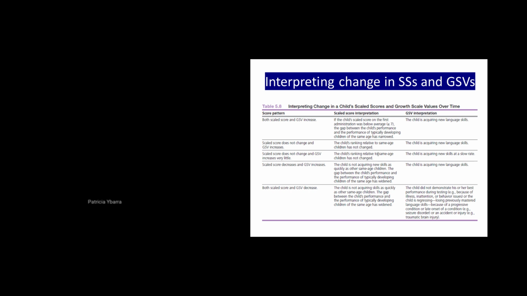So if we look at the second row here, there's an example where the scale score does not change, but the GSV increases. So how can that be interpreted? The child's ranking relative to same age children hasn't changed, but the GSV interpretation is that the child is acquiring new language skills. So this chart will help with score interpretation and making decisions regarding treatment plans.